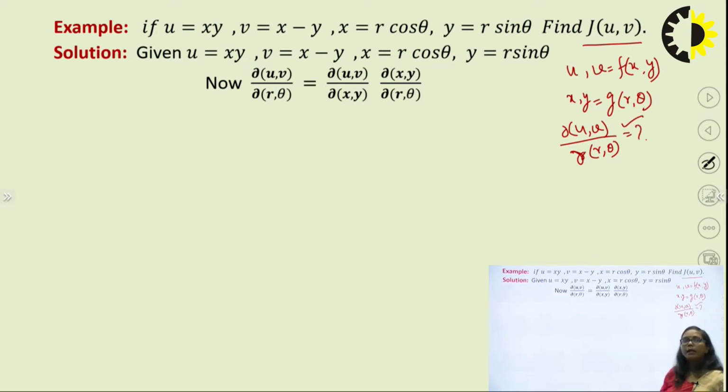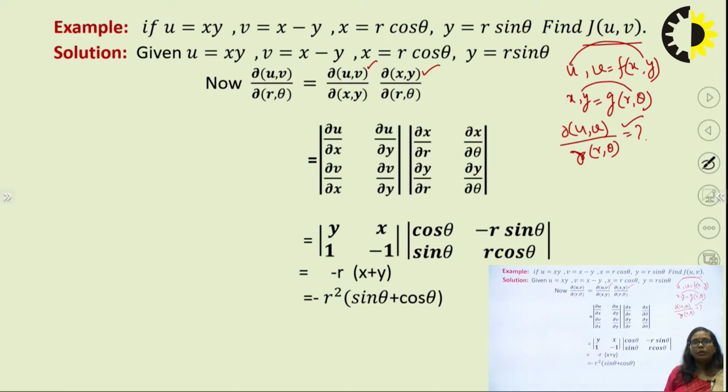Here we apply the chain rule of Jacobian. By the chain rule, what do we say? That the Jacobian of uv with respect to r theta, like we move one by one, is equal to the Jacobian of uv with respect to xy, and xy are further functions of r theta, so multiplied by the Jacobian of xy with respect to r theta. So individually we find out this Jacobian and this Jacobian. We take their product. We get the Jacobian of uv with respect to r theta.